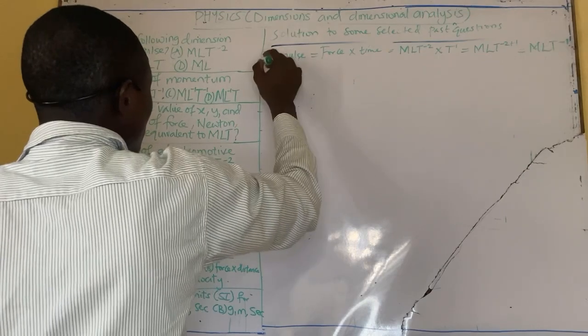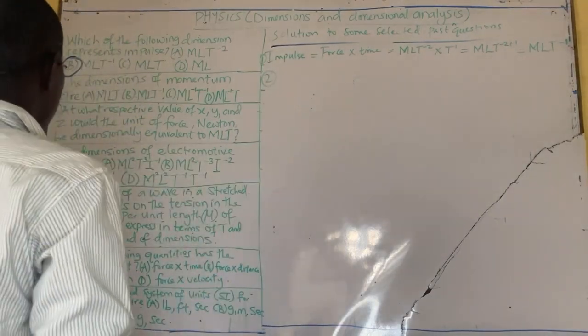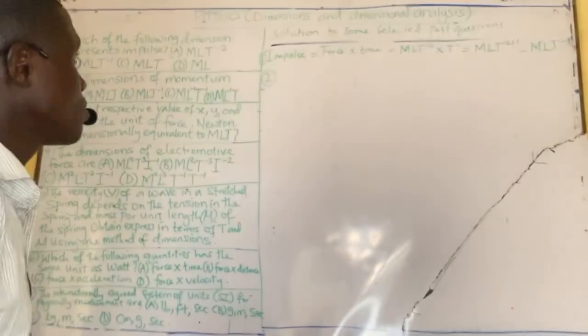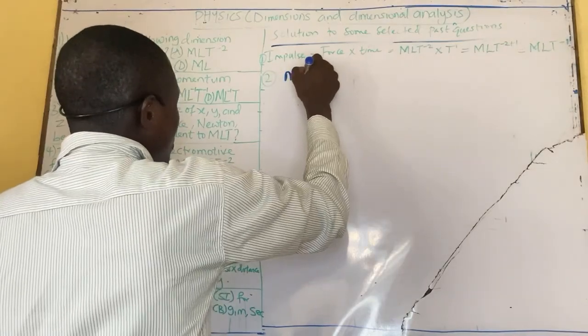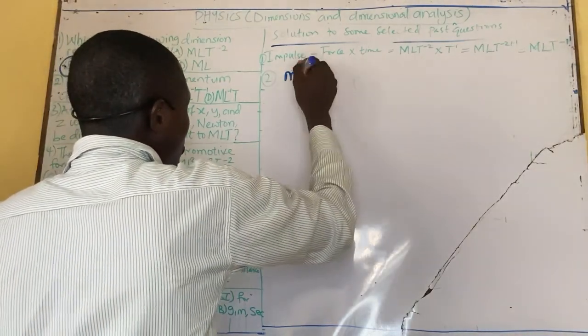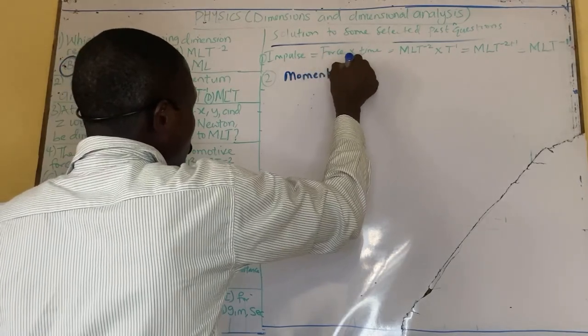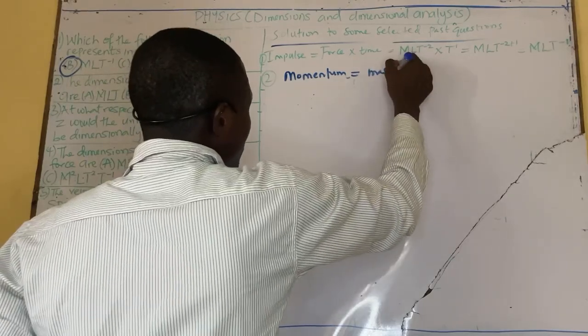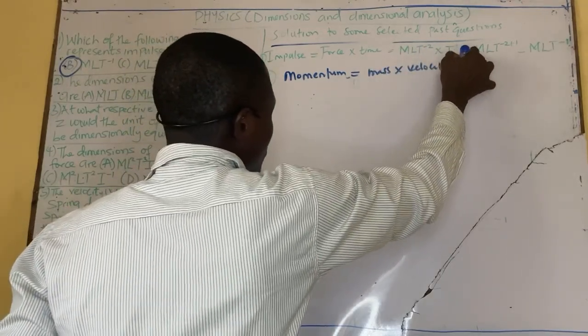Number 2 is the dimension of momentum. We are going to arrive at the same answer here, because the dimension of momentum and impulse are the same thing, especially the change in momentum. But let's go through it. What is momentum? Momentum is simply mass times velocity.